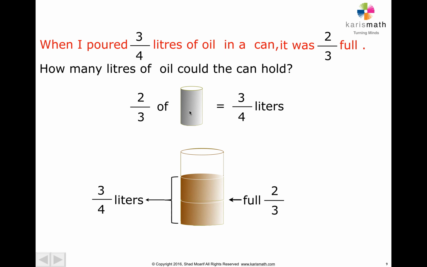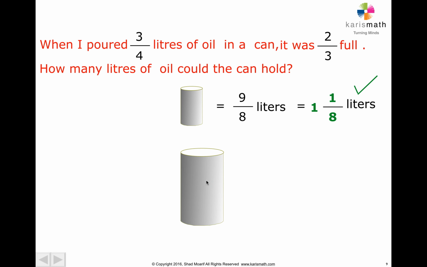That means 2/3 of a can takes up 3/4 liters. If you show this as multiply, then we've got the same old paradigm: 2/3 times something equals something. What is this unknown? Well, divide 3/4 by 2/3 and then flip it over to multiply, and we get 3 times 3 is 9, 4 times 2 is 8, 9/8 liters. That means this can holds 1 1/8 liters. So this holds 1 1/8 liters.